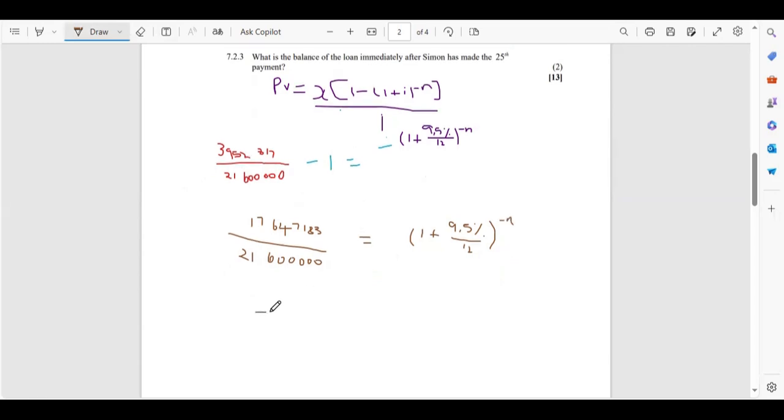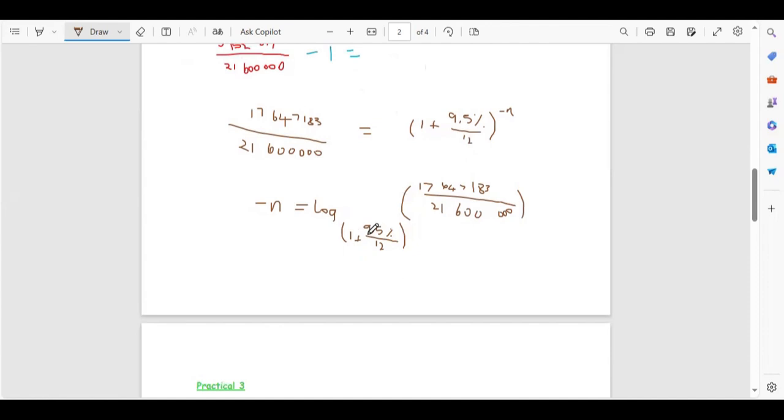Remember, to get your negative n, write it as equal to the log. You base it to whatever was attached to your negative n. In this case, what was attached? It's the 1 plus the 9.5% divided by 12. And then your exponent is whatever is on the other side. Now, what's on the other side? It's 17 million. Punching this into your calculator, your minus n should be equal to negative 25.7. But because both sides are negative, these negatives can cancel out one another, and both sides will now become positive. So basically your n is equal to 25.7.